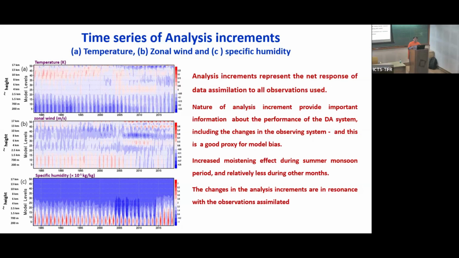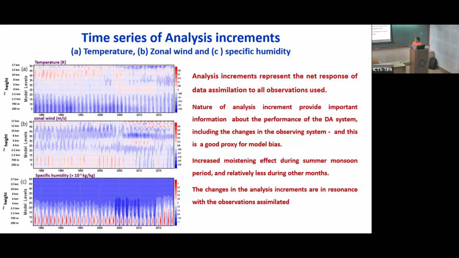So first we analyzed the data assimilation system, the quality control, all those things, and it is working fine. Now we have to see the analysis increment. Yesterday we were discussing the analysis increment. The analysis increment represents the net response of the data assimilation to all observations used. It is not a particular observation at a particular point; whatever observations you used in the whole domain, the consolidated impact of all the observations is represented in the analysis increment.